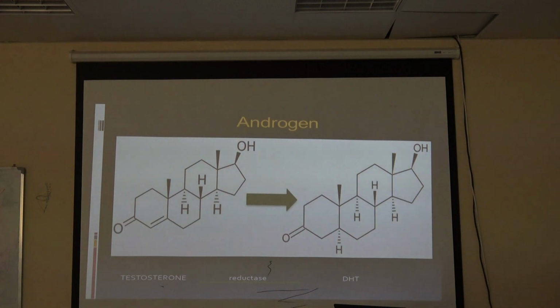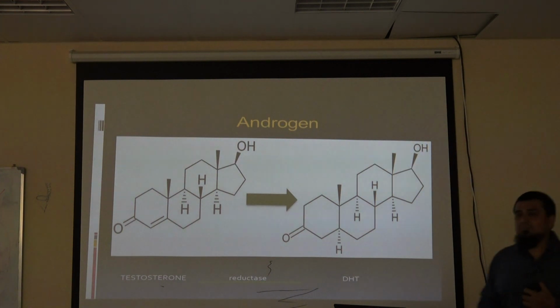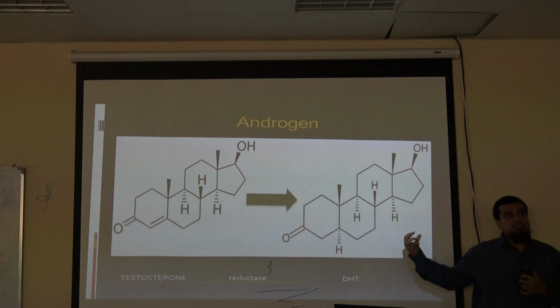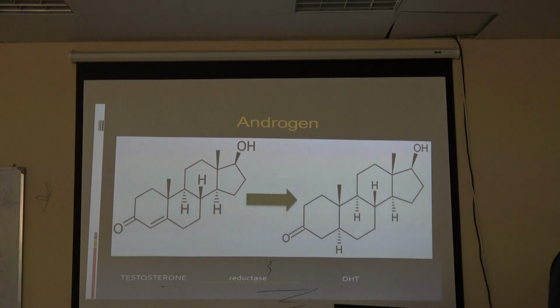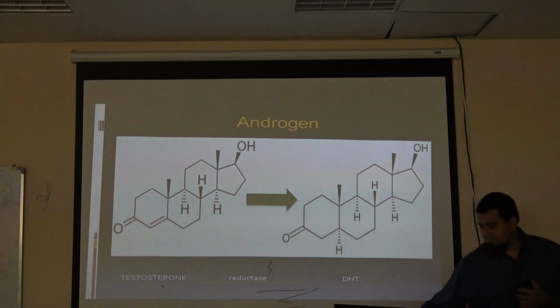I told you the most abundant hormone that is synthesized is testosterone. It is converted into dihydrotestosterone because dihydrotestosterone is more potent, more active. Clear? And because this reaction requires addition of hydrogen, the enzyme that catalyzes this chemical reaction is reductase.